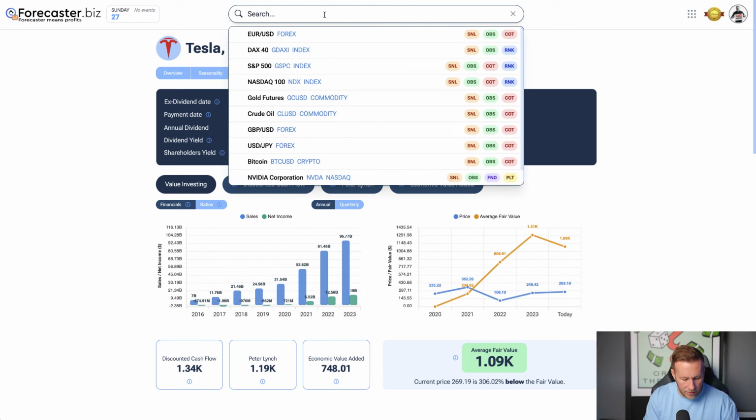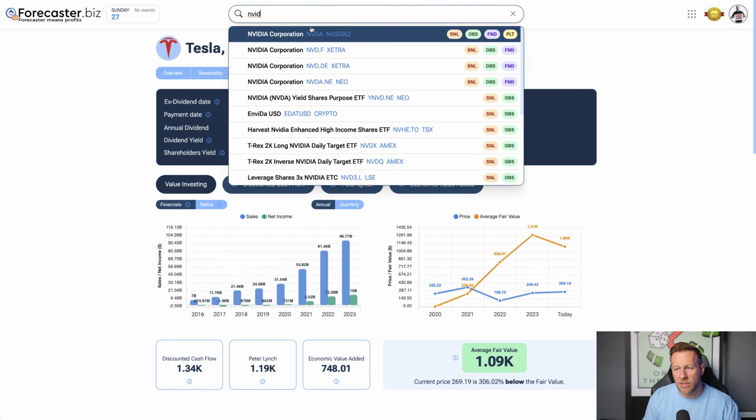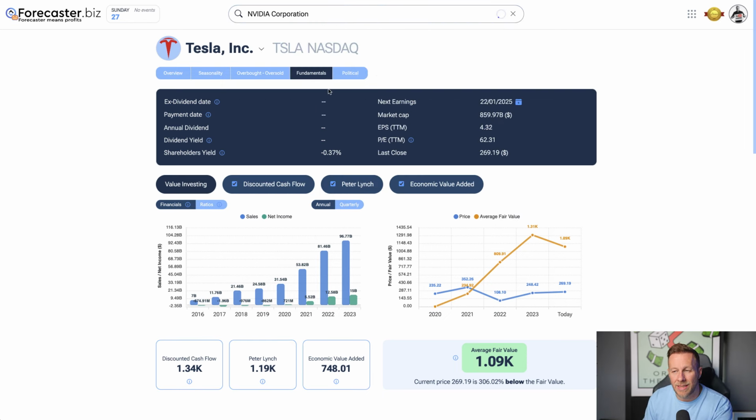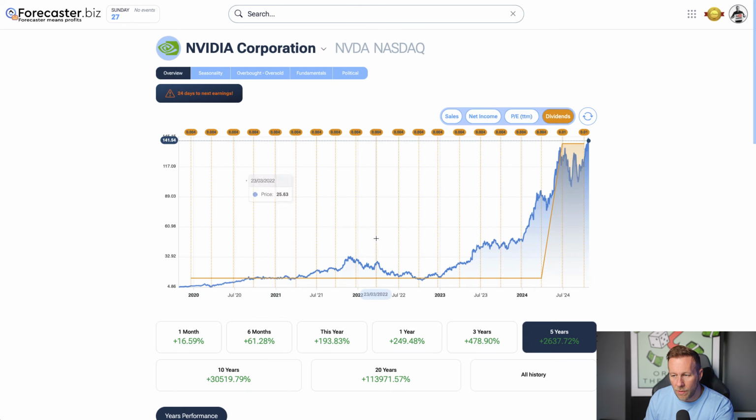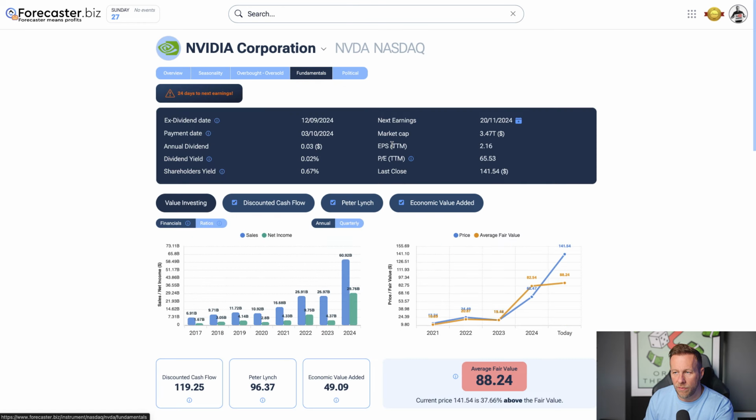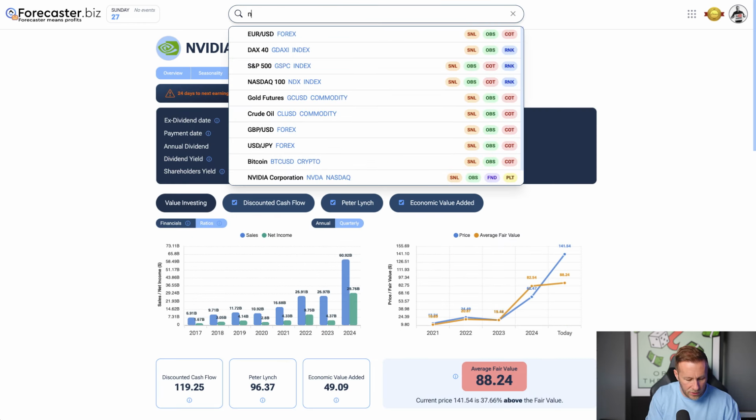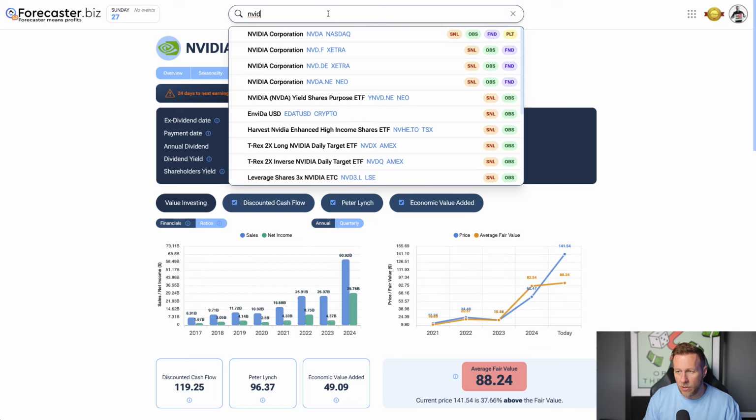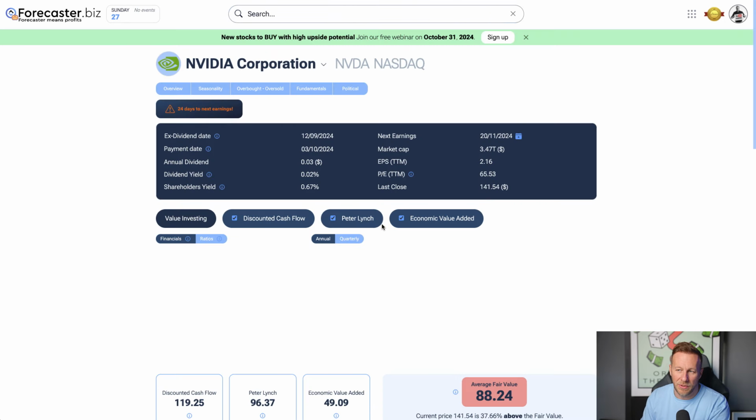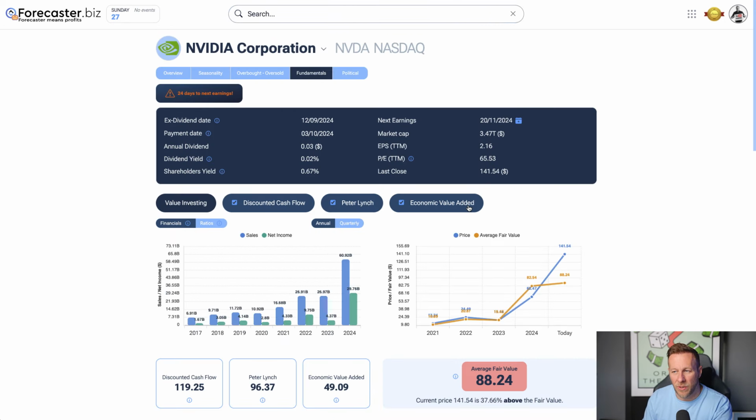If you go to Nvidia, Nvidia obviously started off as a computer gaming company, but if we go to the fundamentals of Nvidia, just a quick note on this. If you type in Nvidia and you look at a stock, you can just go straight to the fundamentals by clicking this here, and it will take you to the fundamentals page. So that's a quick shortcut.